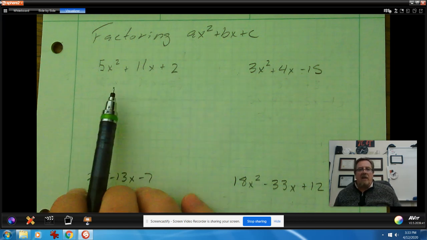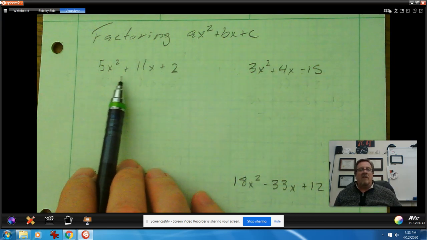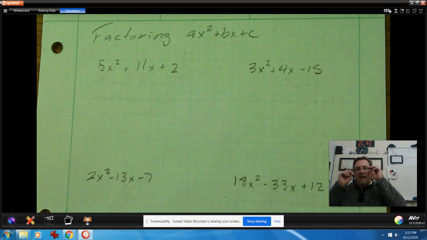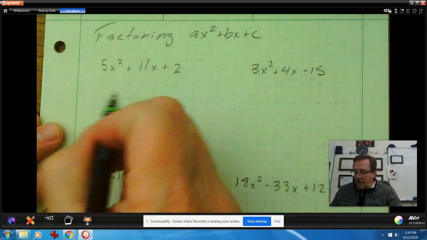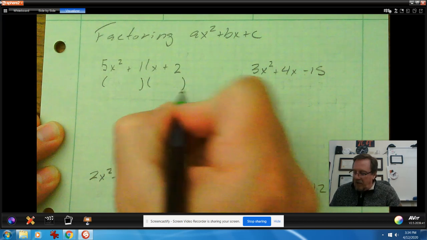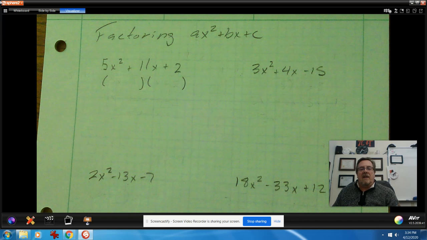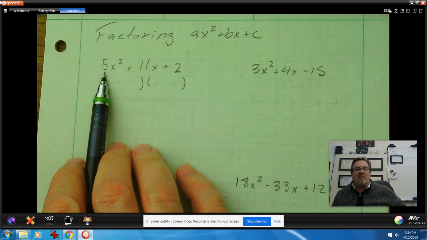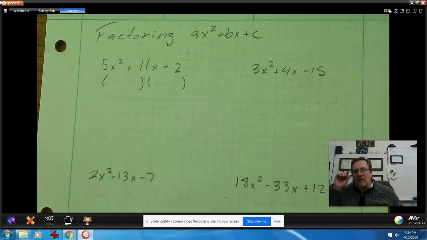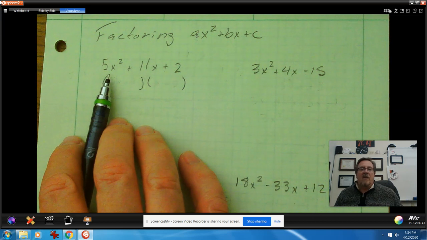So let's dive right into this and look at this first trinomial. This says 5x squared plus 11x plus 2. And before, when I put down my parentheses for my binomials, I didn't have to worry about how to get to this number. I was just writing an x here and an x here. First term in each binomial was always x. But now I have to get to 5x squared instead of just an x squared.